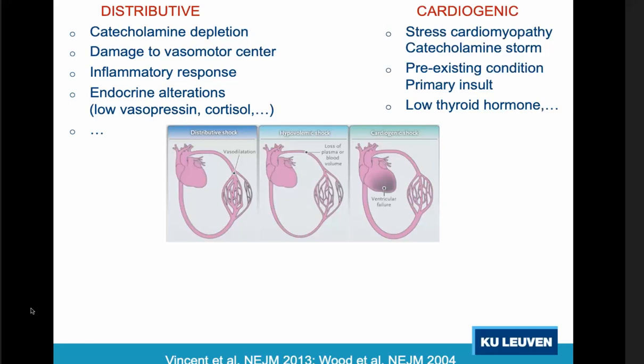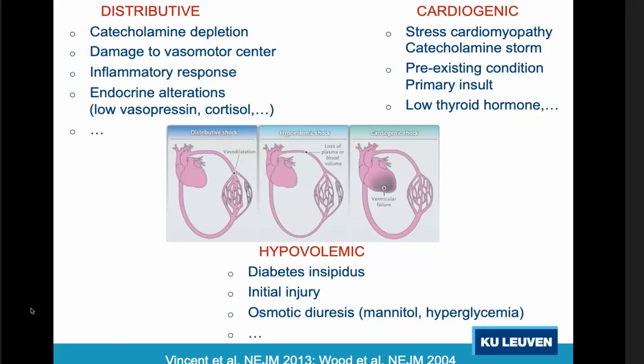But there may also be a cardiogenic component of hypotension or shock. The patient may have developed a stress cardiomyopathy during the catecholamine storm, as just told, but any pre-existing condition or primary insult, if it was cardiac, could lead to a cardiogenic shock. Also, low levels of thyroid hormone, which often occur after brain death, could contribute to cardiogenic shock. And finally, the patient may also be hypovolemic, in this case often due to diabetes insipidus or to the initial injury, but also due to osmotic diuresis caused by mannitol or hyperglycemia, or other reasons of hypovolemia may be present.